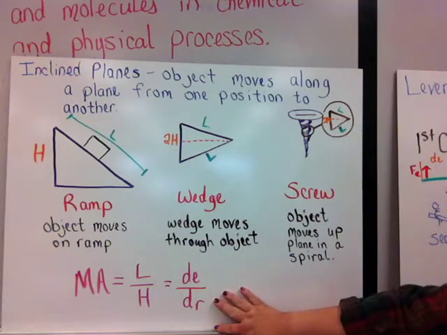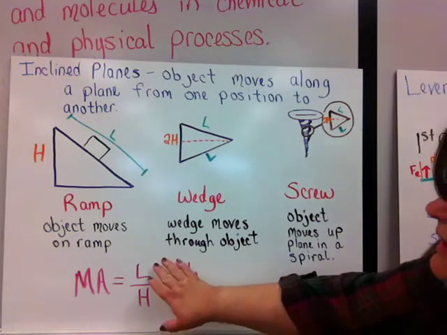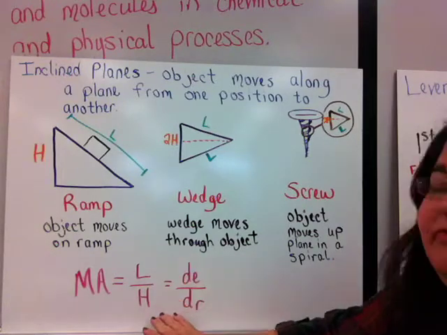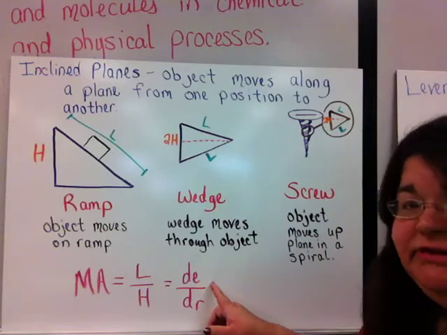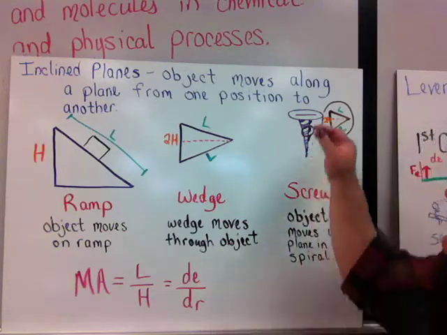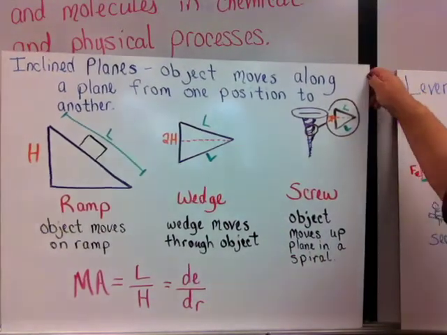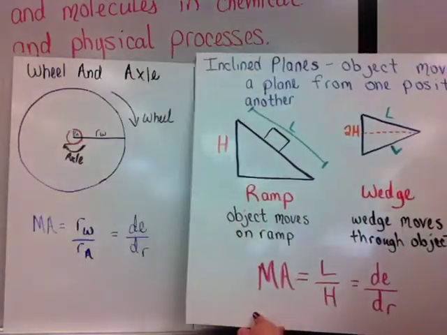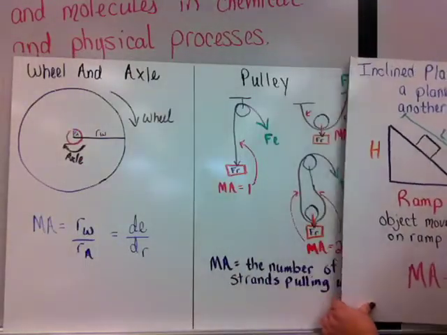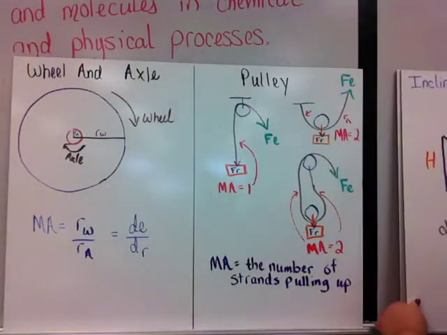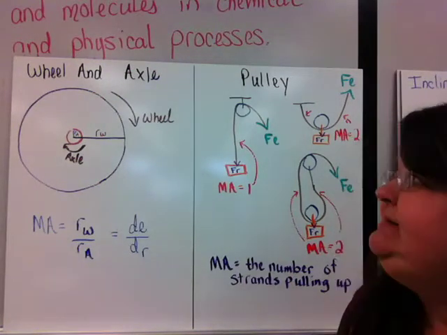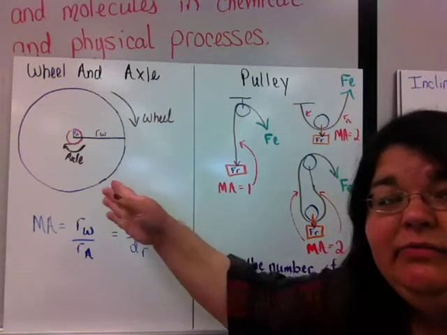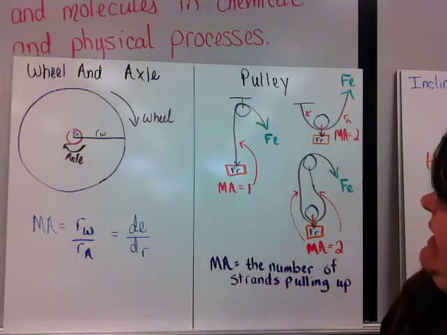Notice that we still have our same formula, but we are going to talk about length over height, and length is the same as the effort distance, and height is the same as resistance distance. Okay? Now we come to our last two categories of simple machines. We have wheel and axle, and we have pulley.